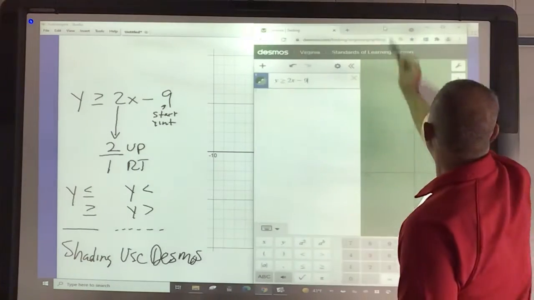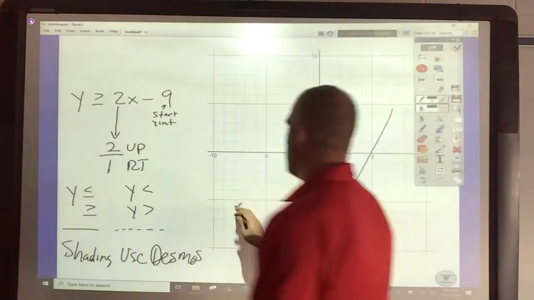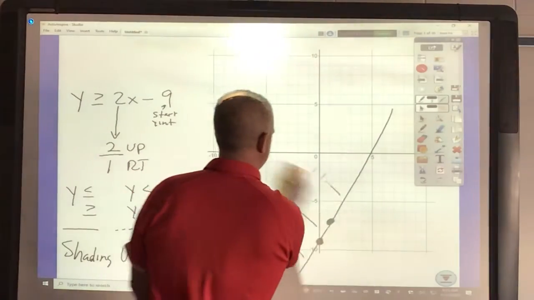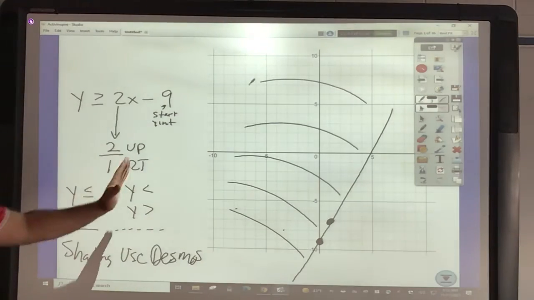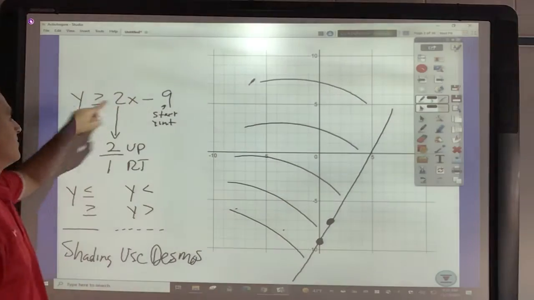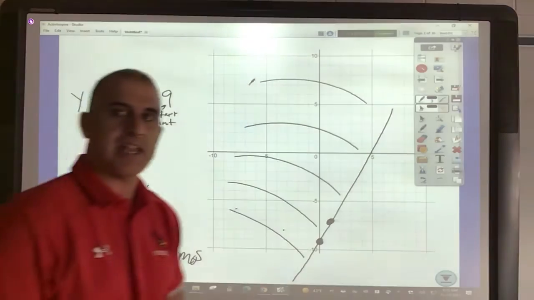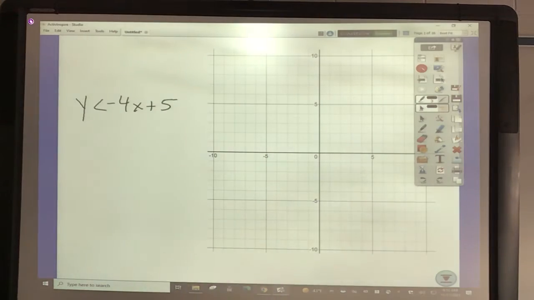Now, what you can see is the side that it's shaded on. All I gotta do is do something like this. That's all I gotta do. What this means is any point in here could be substituted and that inequality works, okay? So we're gonna go through a bunch of these, all right?